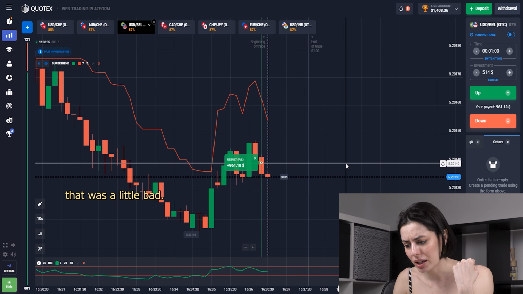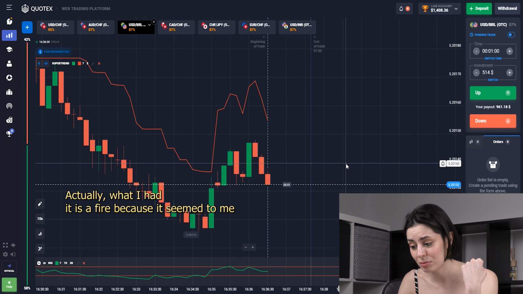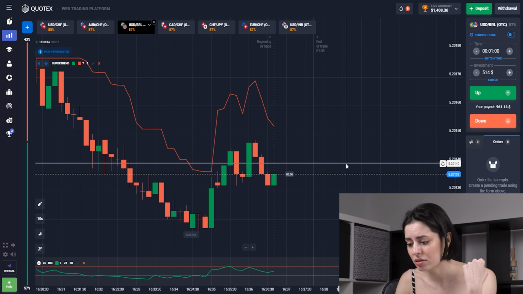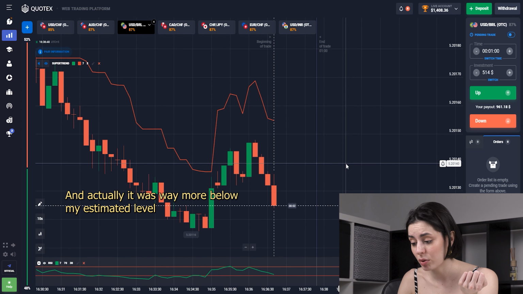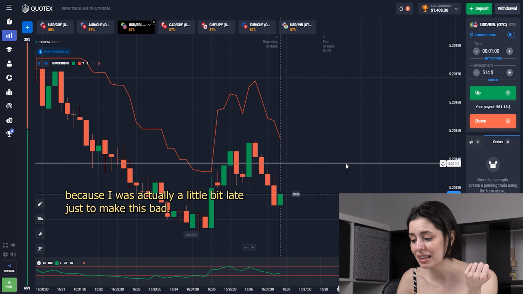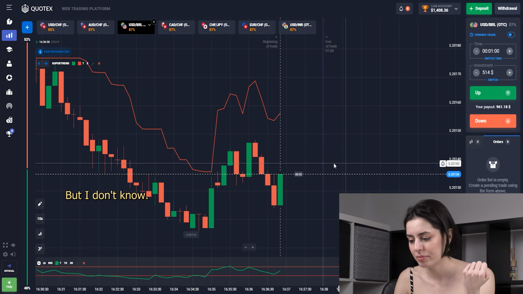that was a little bit, I didn't get it actually. I had it as a profit, because it seemed to me that I was supposed to be losing, because there was an orange candle, and actually it was way more below my estimated level, because I was a little bit late to make this bet, but I don't know. I don't know.